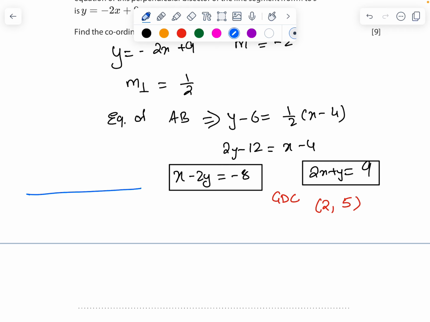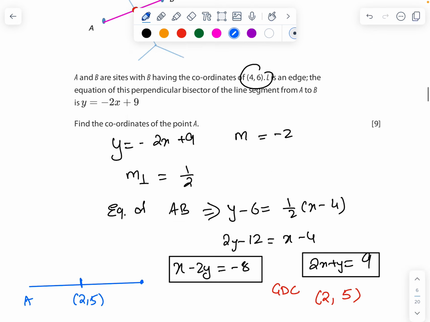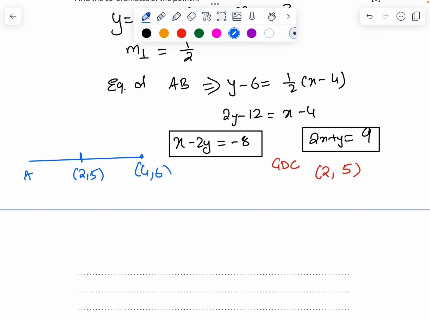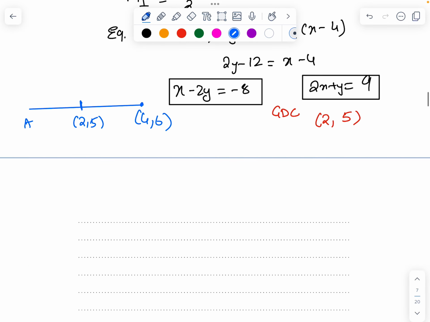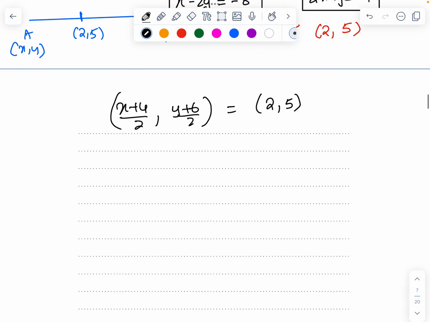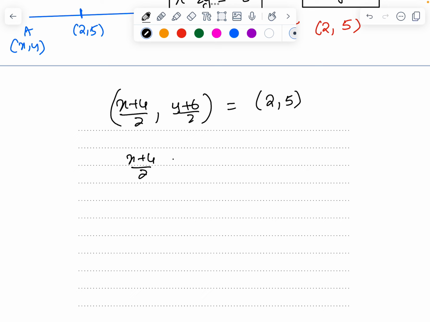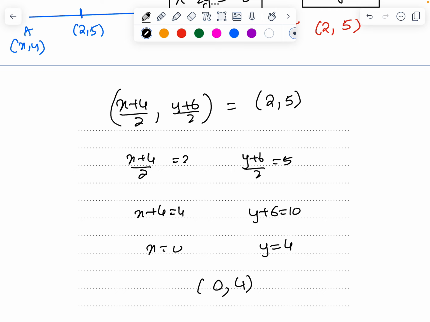So let's draw the diagram. This is A, this is the midpoint, (2, 5) has been found, and this is B, which is (4, 6). Now A can be (x, y). So (x plus 4)/2, (y plus 6)/2 equals (2, 5). What does that become? (x plus 4)/2 equals 2, (y plus 6)/2 equals 5. x plus 4 equals 4, x equals 0. y plus 6 equals 10, y equals 4. So what is A? (0, 4) is going to be A.